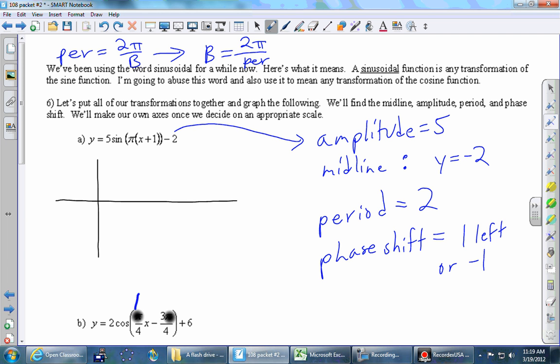Okay, so let's see if we can come up with the graph of this thing. We're going to put all these pieces together. One thing I like to do, you guys remember what I like to do with the period once I've figured it out? Always divide it by 4. For my 4 quadrants, for my 4 pieces. So the period divided by 4, always 4, is 2/4 or 1/2.